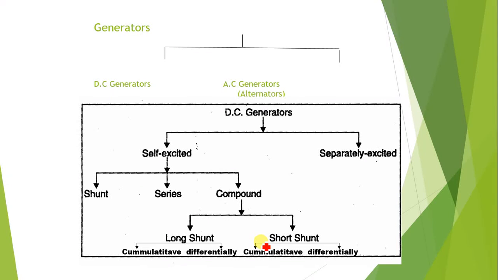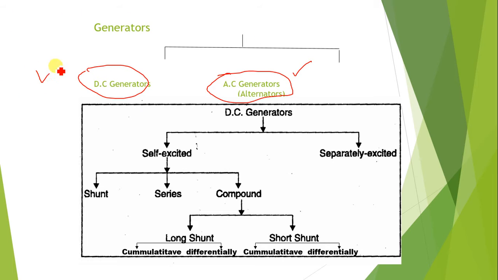We'll start with the classification of DC generators, or generators in simple terms. Generators are classified into two classifications: one is AC and the other is DC. AC generators are also called alternators. You might have heard this in connection with your cars, like "the alternator got damaged." Different names, but it is basically an AC generator, right?